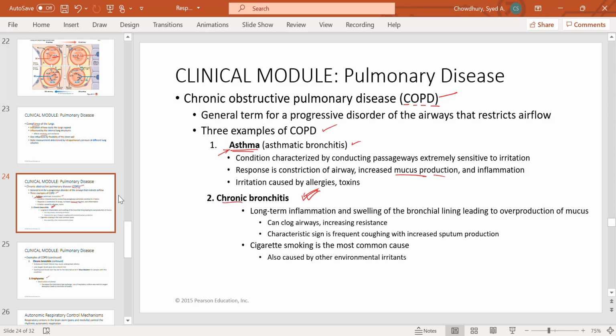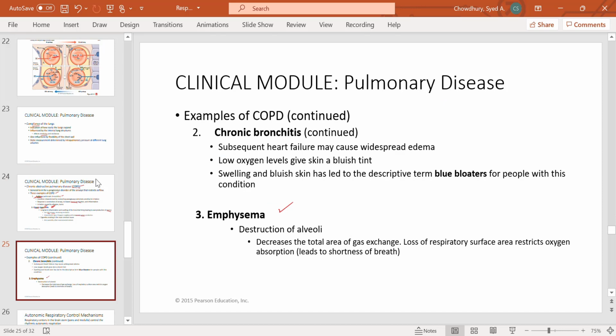Bronchitis could be acute or chronic. Chronic bronchitis usually occurs in people who smoke, like chronic smokers. They get chronic bronchitis and it may last for many years or even throughout life. And in bronchitis, the secretion of mucus blocks or clogs the airway. Okay, so the resistance will be high and the sputum production increased, and that causes the breathing problem.